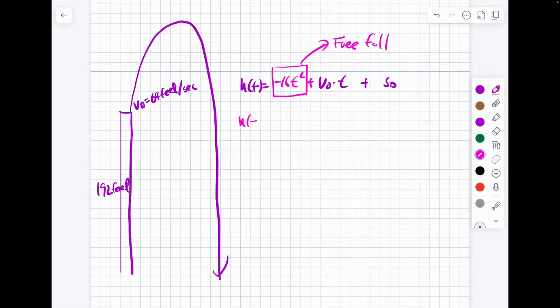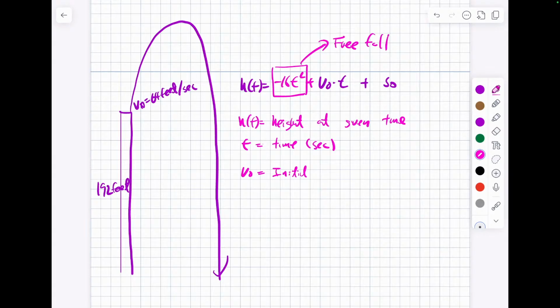So h of t is equal to the height at a given time. And t is equal to time in terms of seconds. It cannot be minutes, not hours. What is the v0? v0 is called initial velocity. Anytime you see a v naught, which is v0, that's known as initial. That means the velocity when time equals 0.